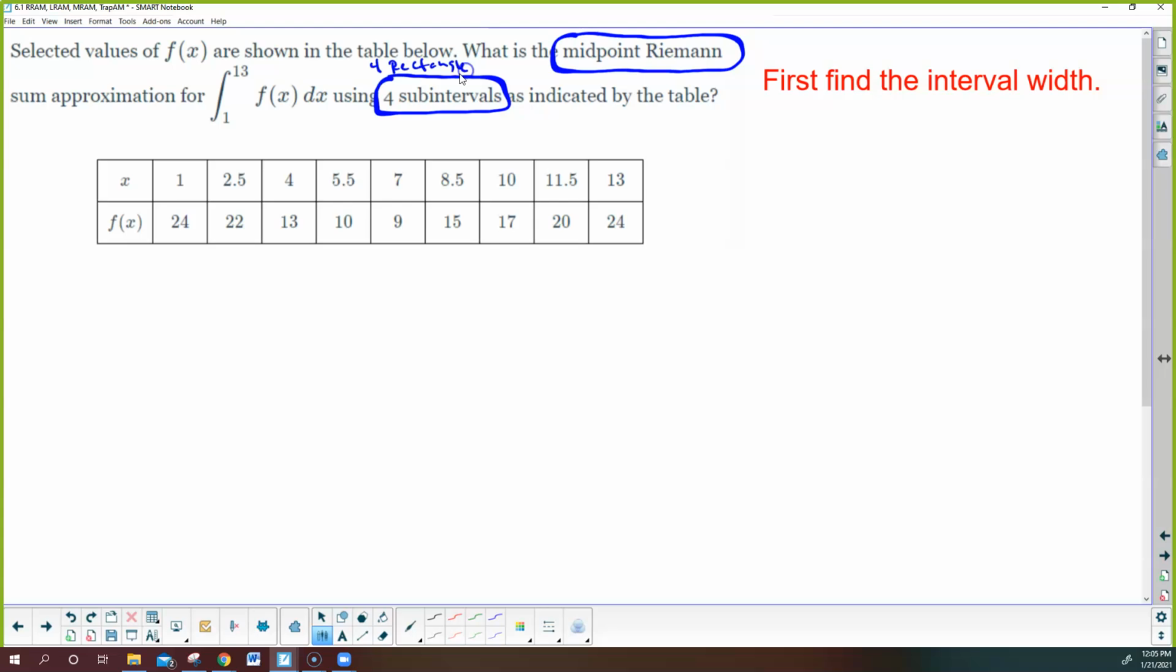All right. Well, look at all this. If I made a box after each one, I would have 1, 2, 3, 4, 5, 6, 7, 8 rectangles. I want 4. So what we're going to do is go from 1 to 4. There's my first rectangle. And then I'm going to go from 4 to 7, and then 7 to 10, and 10 to 13. And now I've got 1, 2, 3, 4 rectangles.